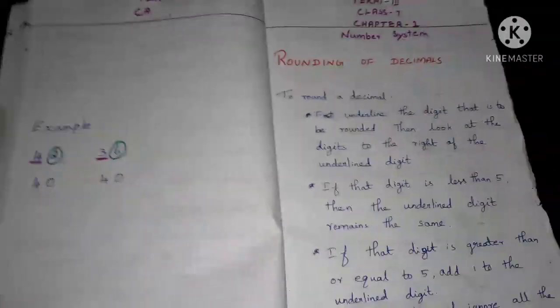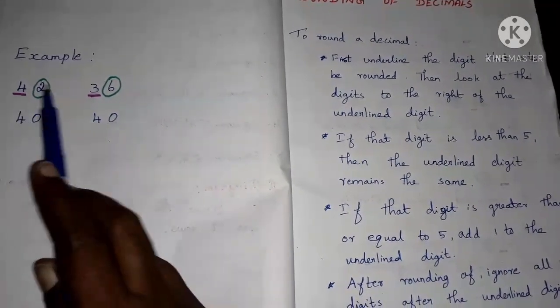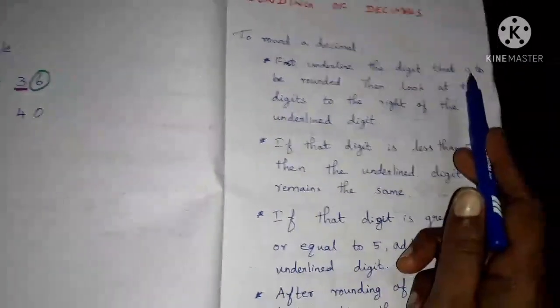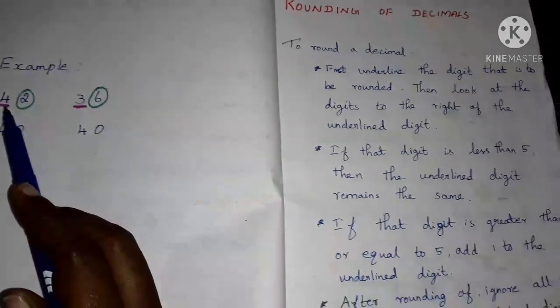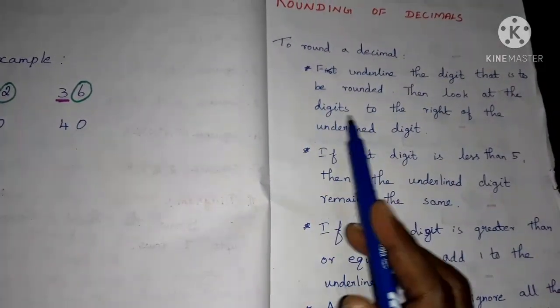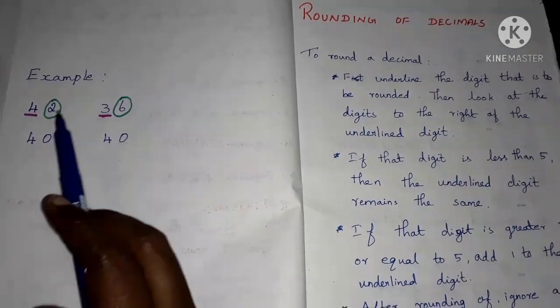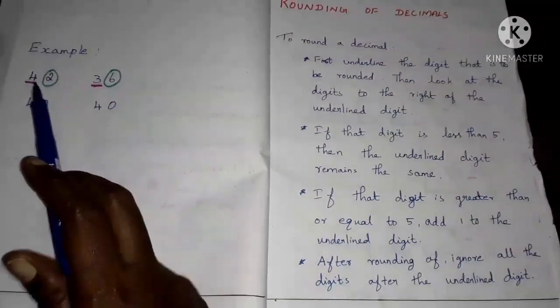See, for example, I take 42. In 42, I am going to round off to the nearest tens. So first step, underline the digit that is to be rounded. I am going to round the 4, so I underline the 4. Next, look at the digit to the right of the underlined digit. For understanding, I circle it.